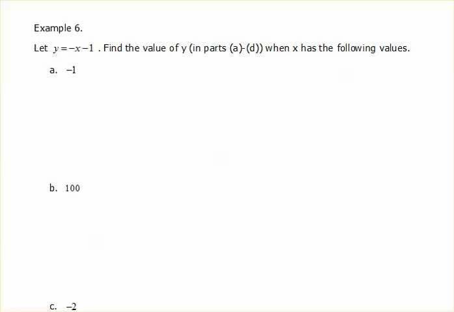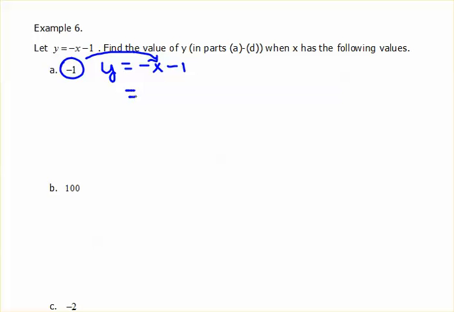Okay, here we have example 6, and I thought this was a very interesting problem, or set of problems, for you to work on just to get you more familiar with positive and negative numbers and also evaluating. So here, this one says let y equal negative x minus 1. Find the value of y in parts A through D, where x has the following values. So they've given you this formula basically that says y equals the opposite or the negative x minus 1. And in this case, they're telling you that this is what's going to replace the x value.